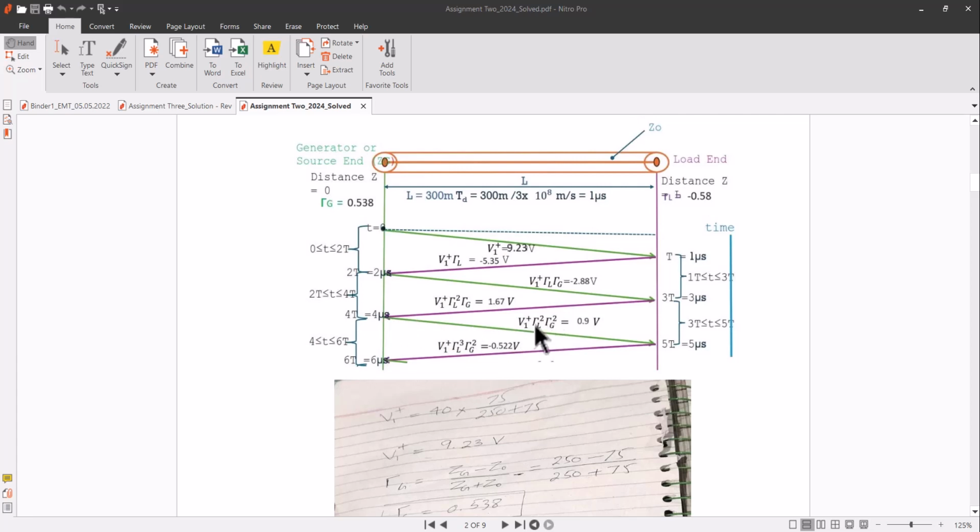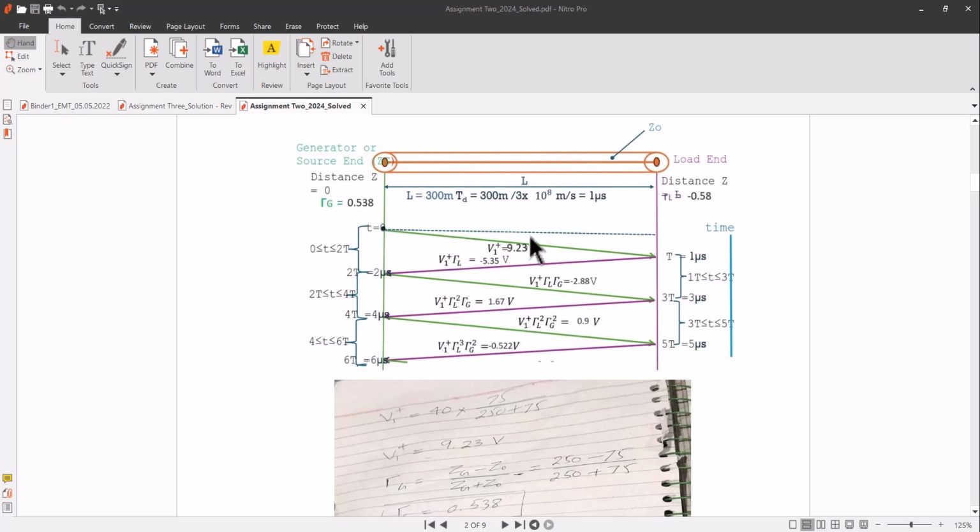and it will become V1 plus, with the reflection coefficients, tau L square and tau G square. And after hitting this it will again be multiplied with the tau L. So this will become tau L cube and tau G. So I am explaining it again.